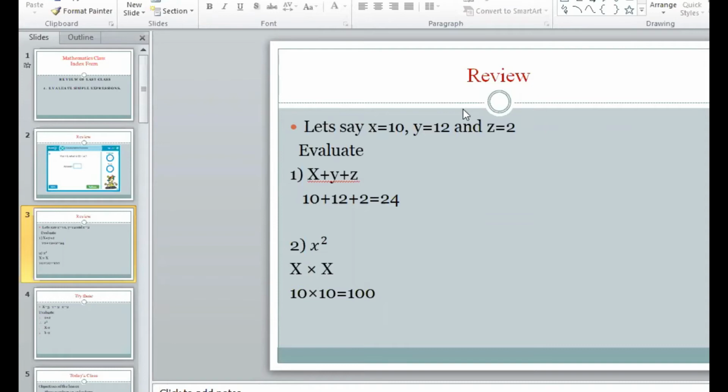I asked you to find Y square. Crystal, let me hear what you have. 12 times 12, because Y equals 12. So therefore it's 12 times 12, which equals 144. Very good. So remember I gave you Y is equal to 12. So Y square is Y times Y. So 12 times 12 is 144. Excellent.